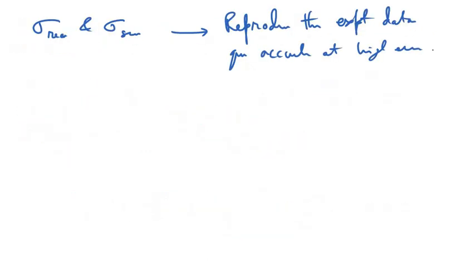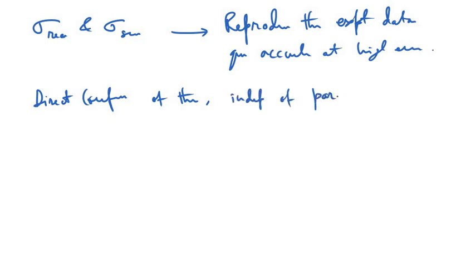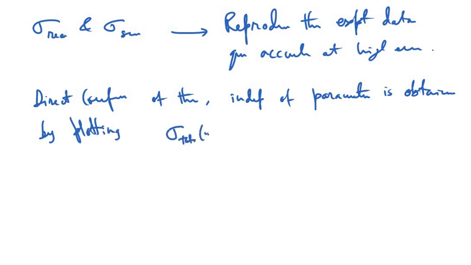Well, let's proceed forward. Okay, so direct confirmation of theory, and that also independent of parameters, is obtained by plotting the sigma total, which is experiment, divided by a to the power 2 by 3, and this versus a to the power 1 by 3.